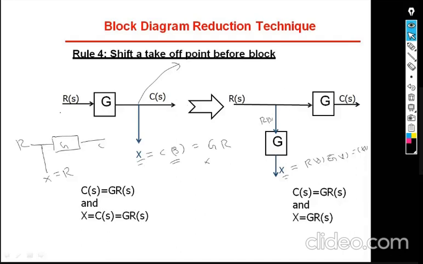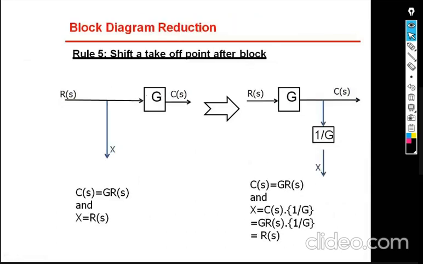So even if I change the position from here to here, there will not be any change in its designation. That is, here also X is equal to G into R of s, and here also X is equal to G into R of s. To do that, whichever block was in front, you have to multiply with that block. Now in the same way, rule number 5.